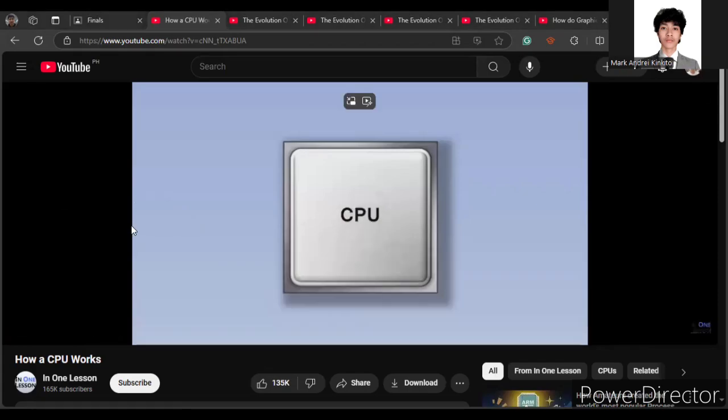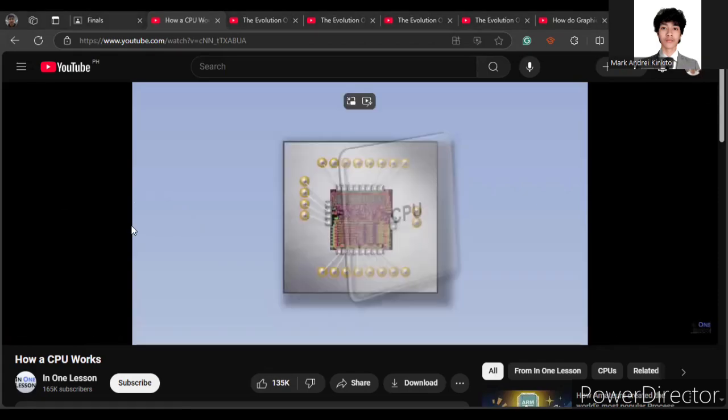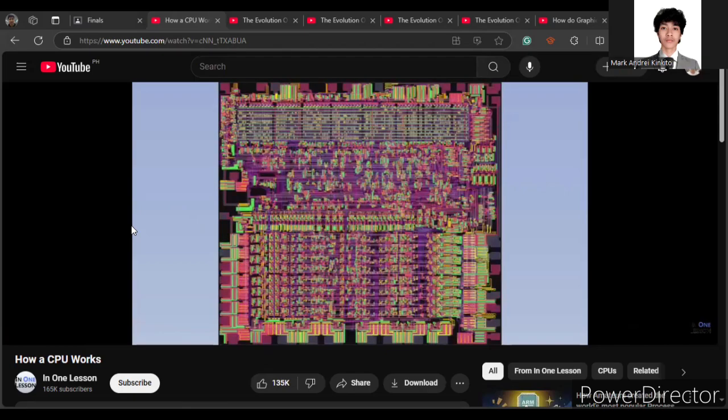The CPU, short for Central Processing Unit. To understand how a CPU works, we need to break it down into key components and processes. At its core, the CPU is the brain of the computer. It executes instructions from programs through a process called the fetch, decode, execute cycle. The three-step cycle is how a CPU works.